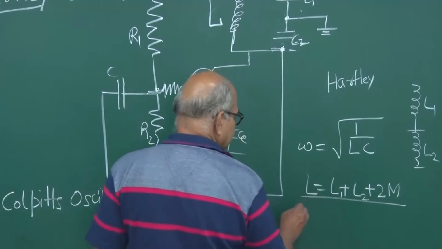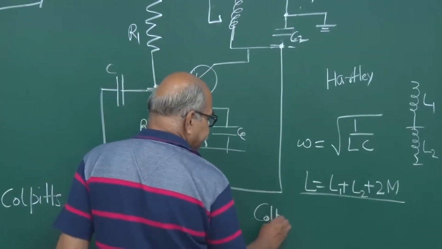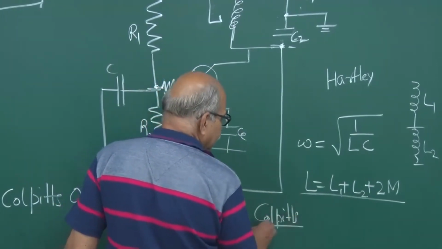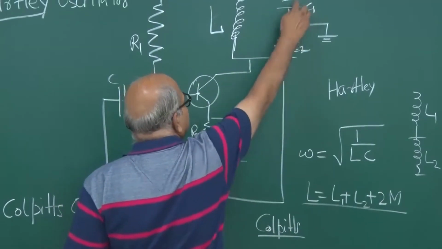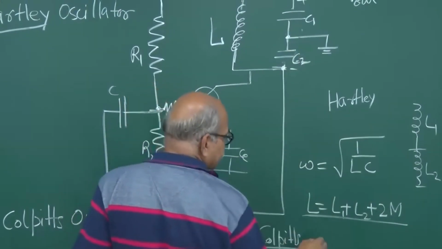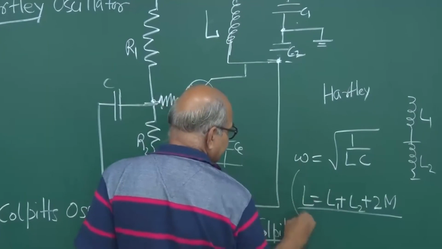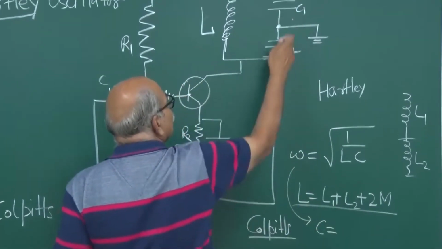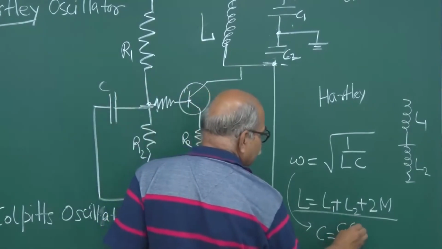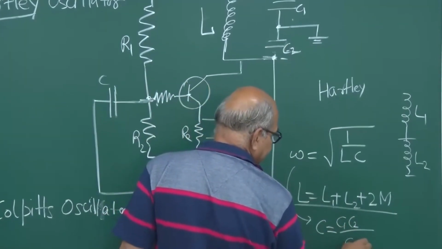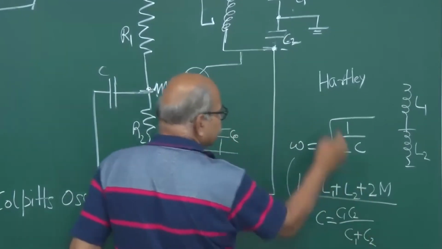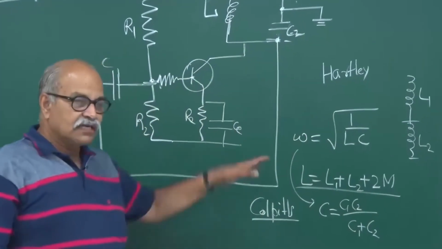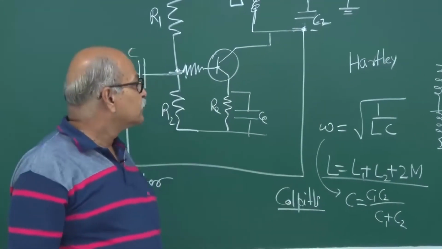And in case of the Colpitts, the capacitances are there in series. So here again the same story, but then C has to be the series combination. So it will be C1 C2 divided by C1 plus C2, and whatever L is there. So this is how these things are determined.